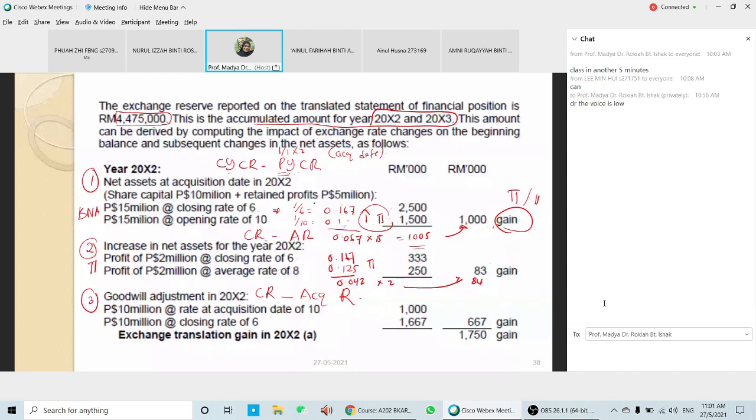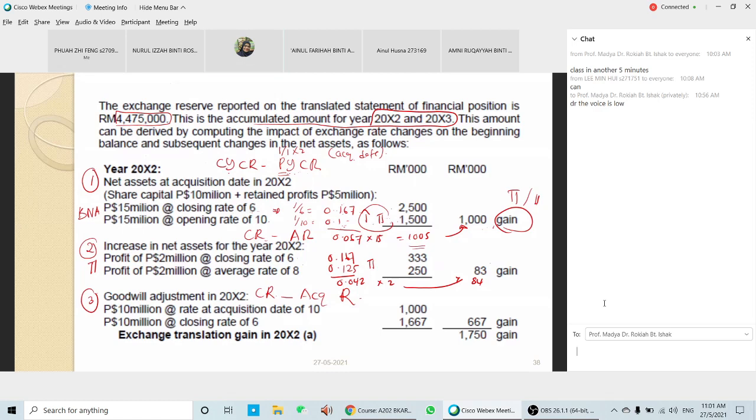Sorry, for the profit here, we're going to compare between the closing rate and the average rate. The closing rate that you have here is 0.167, compared with the average rate of 0.125. So it means there is an increase also. Increase by 0.042 times 2. So you're going to have 84 here.